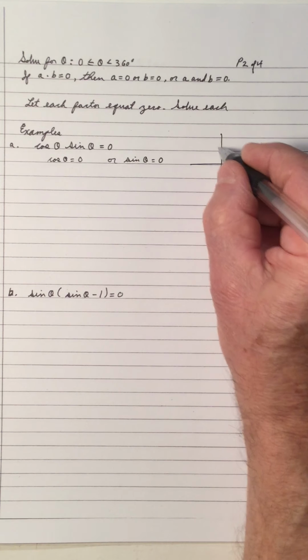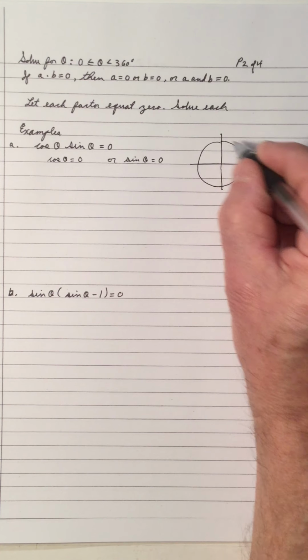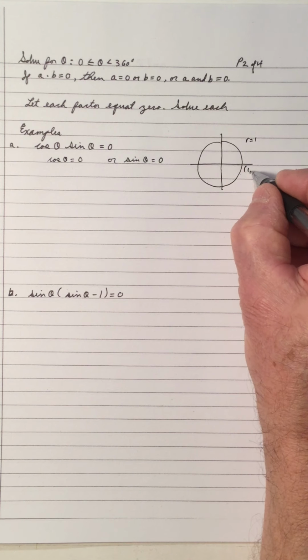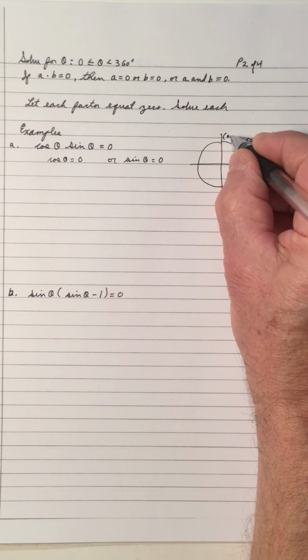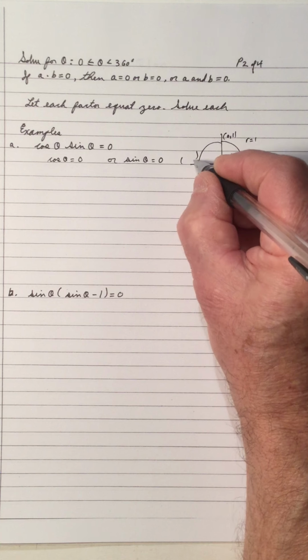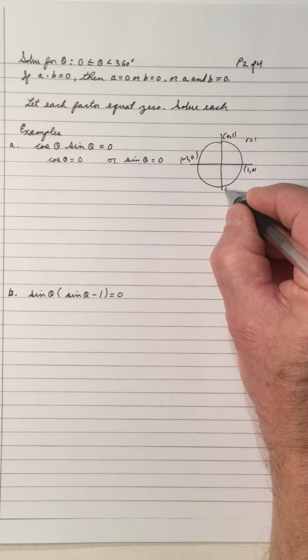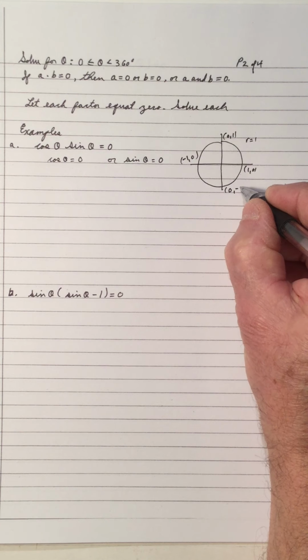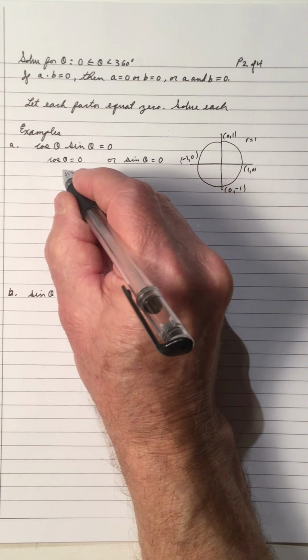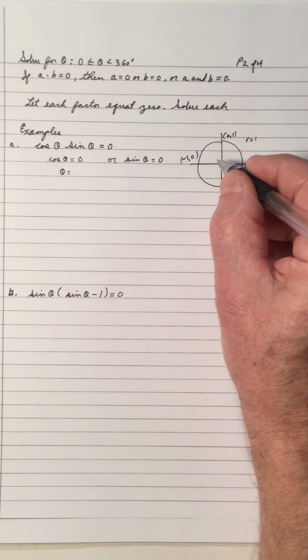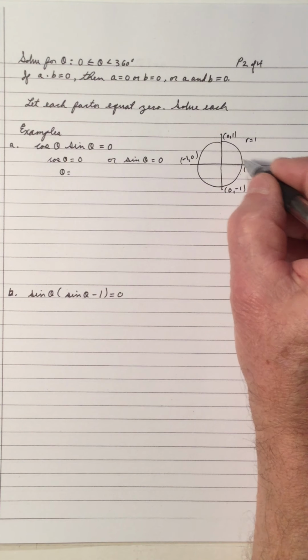So on the circle graph, the radius of the circle is 1. This point is (1, 0). This point is (0, 1). And at 180, x is negative 1, y is 0. At 270, x is 0, y is negative 1. Cos is associated with the x, or is the x. So where is x equal to 0?